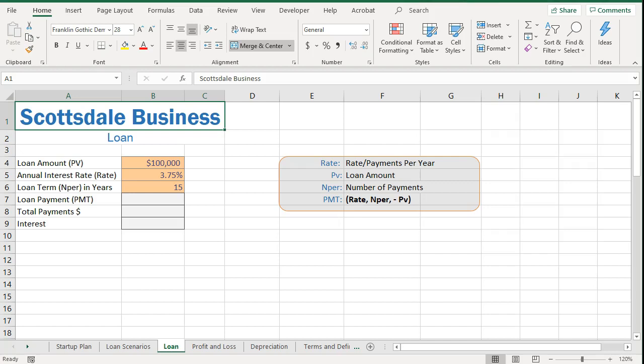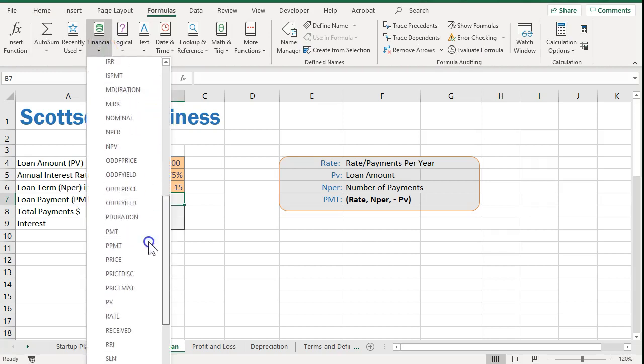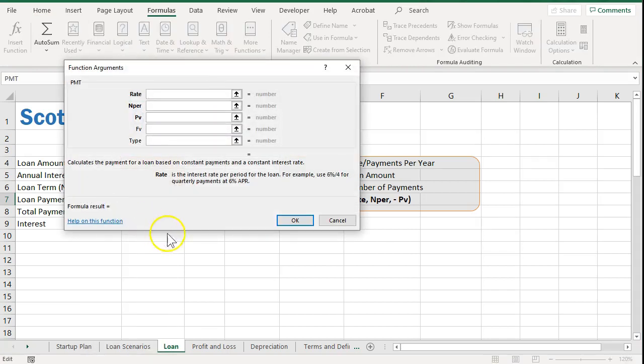be for our business. We are borrowing $100,000 at an annual interest rate of 3.75% for 15 years or 180 months. First, click on B7. Click on the Formula tab. From the Financial button on the toolbar, scroll down and locate the PMT function.